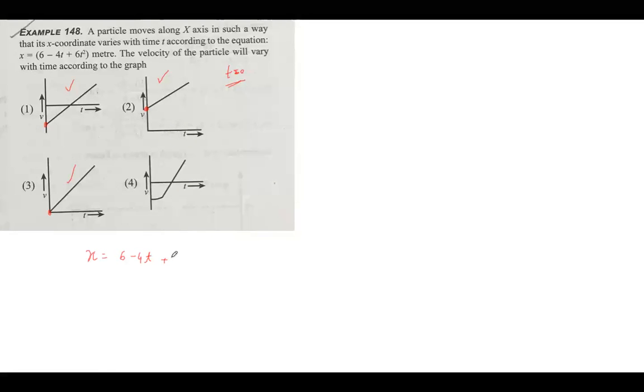Yes Shifa, right answer. X equals 6 minus 4t plus 6t square. So if you have this position, you will differentiate it to get the velocity. So velocity is dx upon dt.